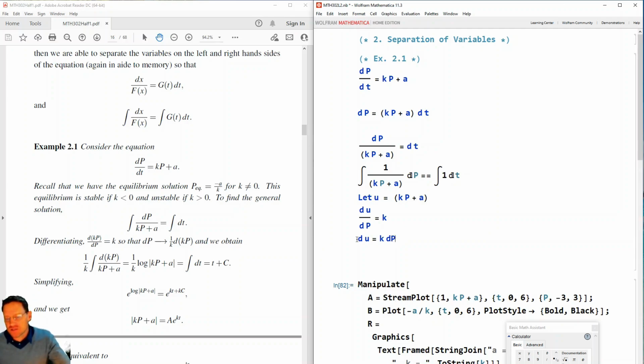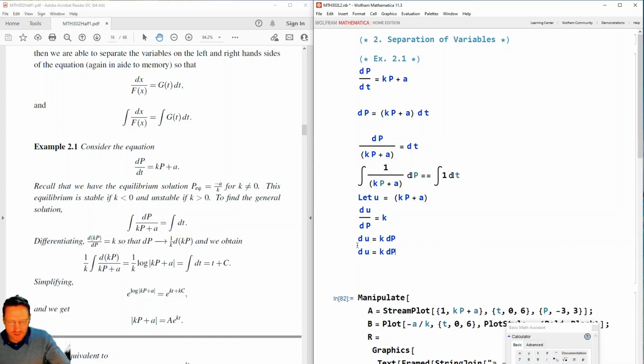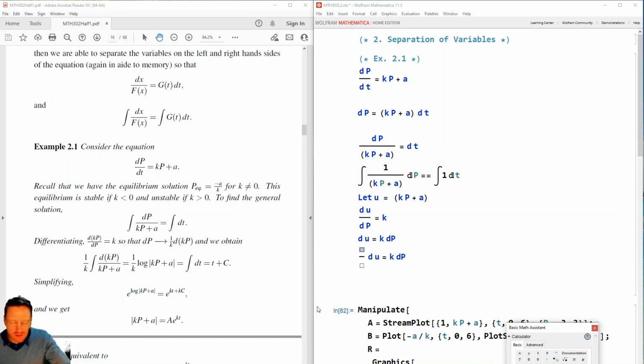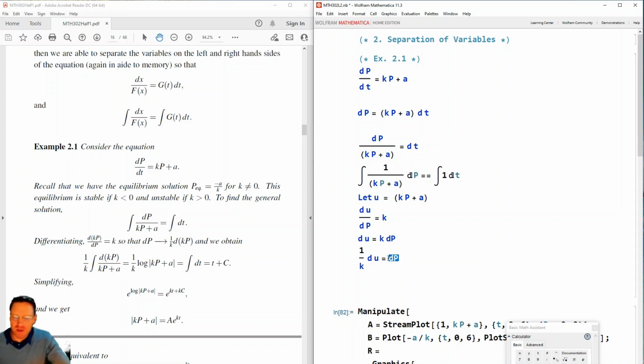and then I could just divide throughout by k, so that I could have then 1 on k du is equal to dp. But what I'm doing is I'm making a substitution, so instead I'll just make this arrow to say that I'm going to replace that.